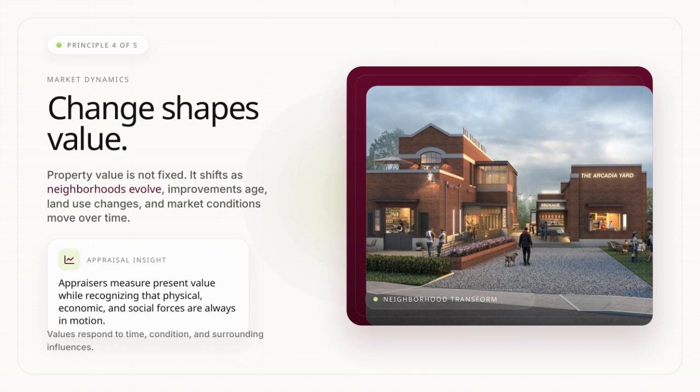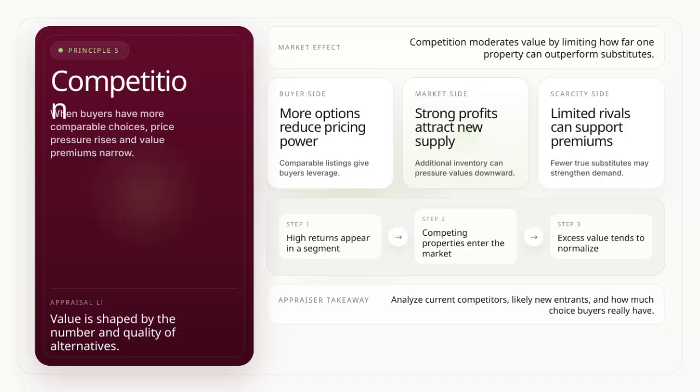Essentially, appraisers measure the present value while understanding that it's influenced by time, the condition of property, and its surrounding environment. This principle highlights how interconnected and fluid real estate values truly are. Here, we're diving into the principle of competition and how it impacts market value.